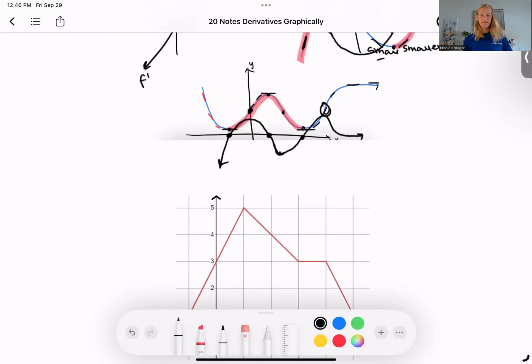This one's kind of interesting. We noticed that we had a horizontal asymptote on the original function. It's actually going to correspond to a horizontal asymptote on the derivative, f prime, as well, because things are flattening out there.